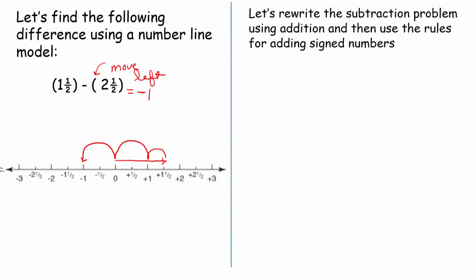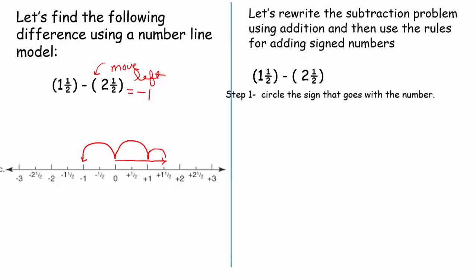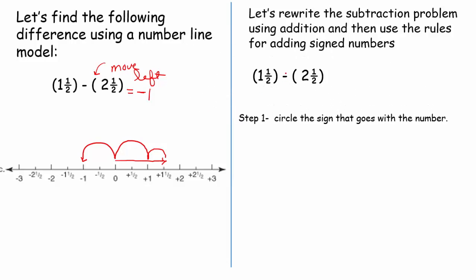Now let's use our rules. First thing we're going to want to do is rewrite that subtraction problem as an addition problem. Then we'll use our rules for adding integers. So we're going to rewrite this subtraction problem as an addition problem. So we'll change our subtraction to addition, and we'll change the sign of the number being subtracted. Then we'll circle the sign that goes with the number.